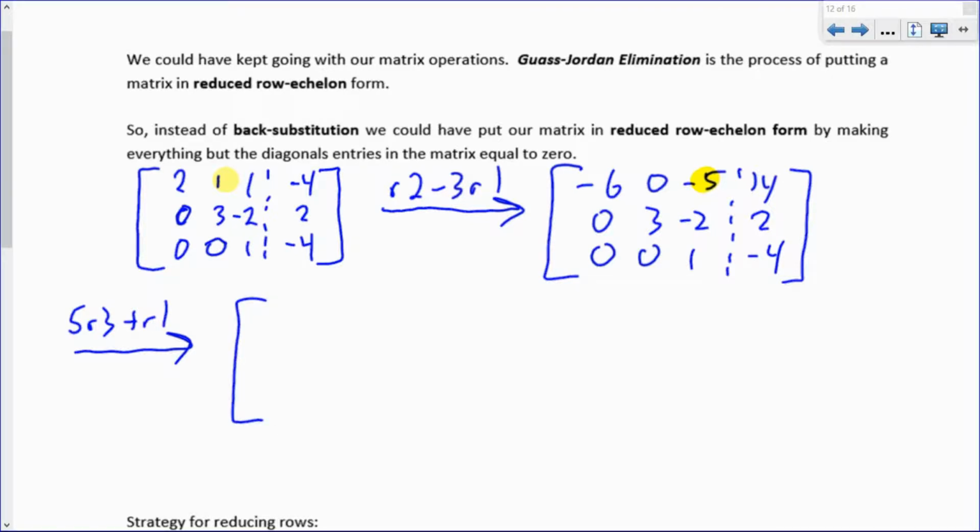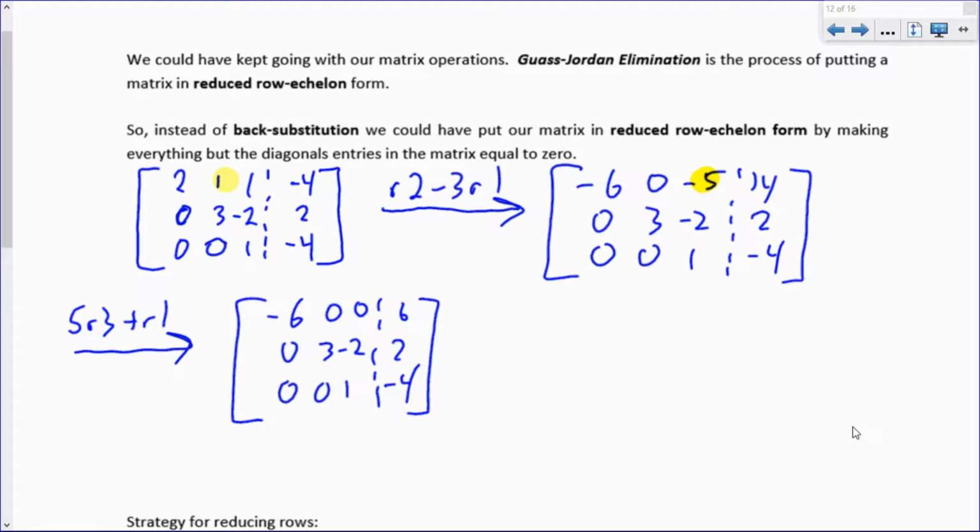That will give me -6, 0, 0, 6, 0, 3, -2, 2, and 0, 0, 1, -4. Notice that I used row 3 to eliminate this and not row 2, because if I'd used row 2, I would have wrecked the 0 I just made.